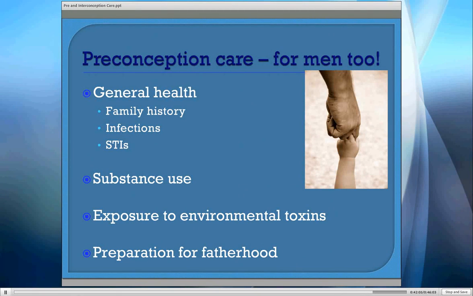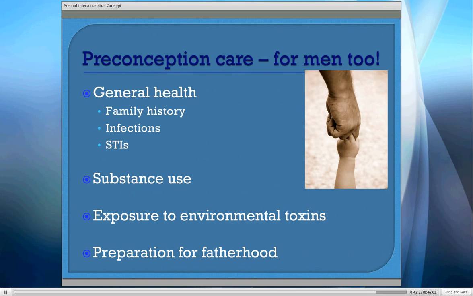Preconception care is for men too. Their general health influences the health of their partners and their children. Men can improve their reproductive health in much the same way as women: reducing stress, eating right, avoiding substances, talking to their providers about their medications.